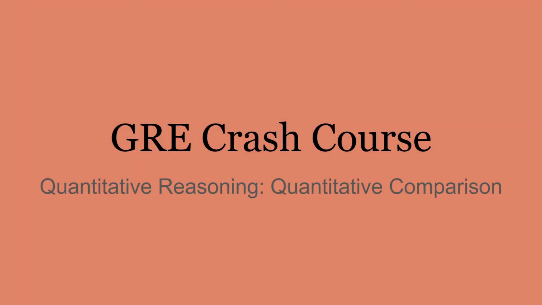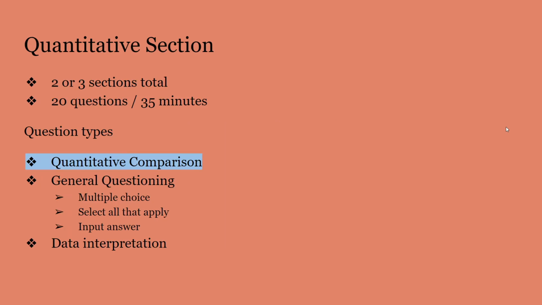In this video we're going to start in on the quantitative section, and particularly we're going to be looking at quantitative comparison today. Considering the quantitative section, just like the verbal section, you're either going to see two quantitatives and three verbals, or three quantitatives and two verbals, and you do get a little bit more time here. You get 35 minutes for the 20 questions as opposed to the 30 minutes for verbal.